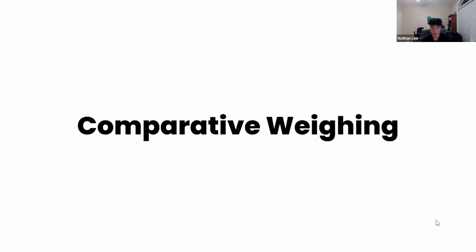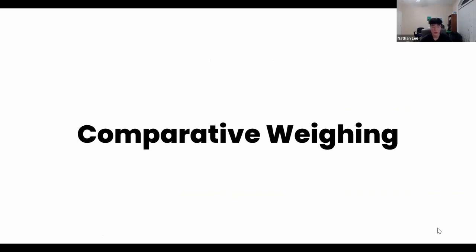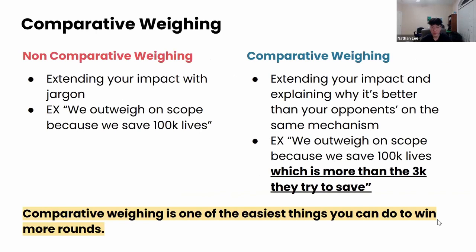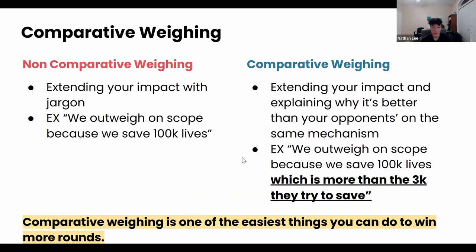All right. Then what I've been harping about this entire lecture, which is comparative weighing. So comparative weighing is probably the single most important thing that you can do in traditional substance and trad debates that can win you the round very easily. So here's what most teams do when they do non-comparative weighing. You just extend your impact and say, oh, we outweigh on scope. If you save X number of lives, we outweigh on magnitude because we're saving X impact. But you're not actually explaining to the judge why this matters more.